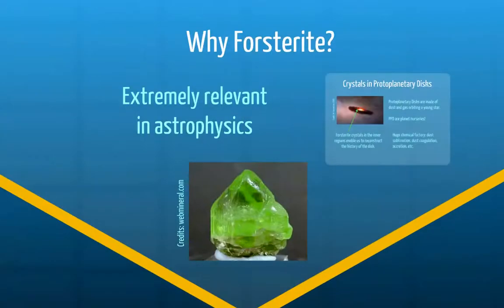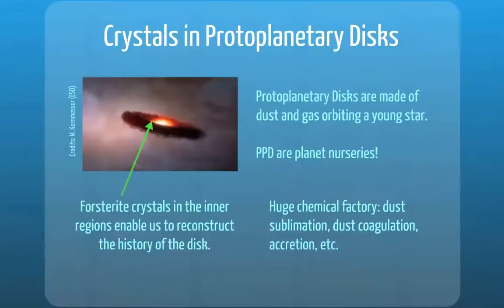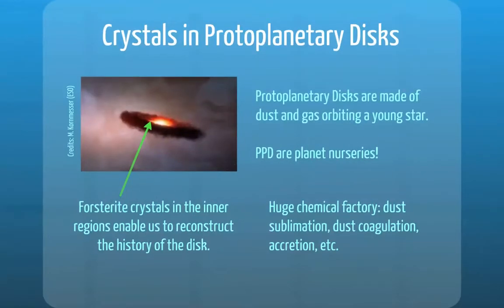Why forsterite? Because it's an extremely relevant crystal in astrophysics. Here you can see the green color of it, and it is found in the inner regions of protoplanetary disks, which are made of dust and gas orbiting a young star, and this is the place where planets are born. And forsterite enables us to reconstruct the history of these disks.